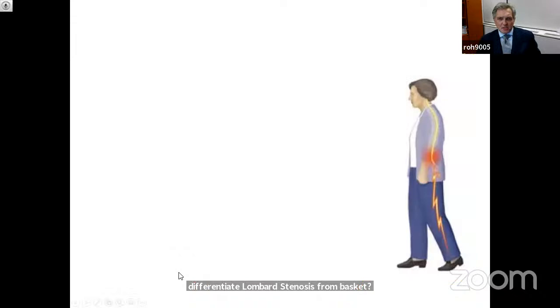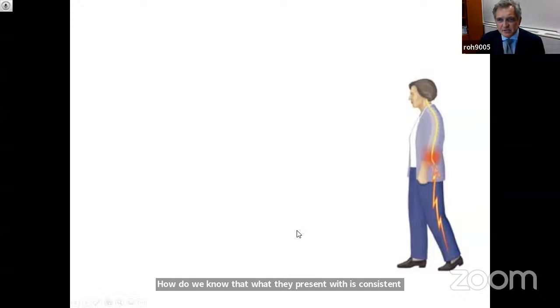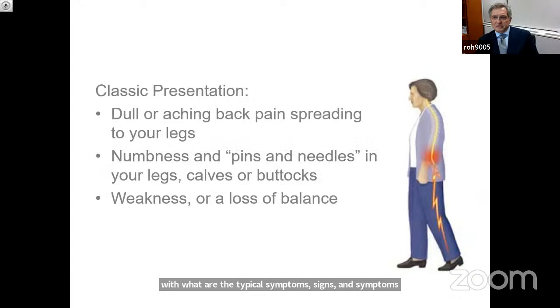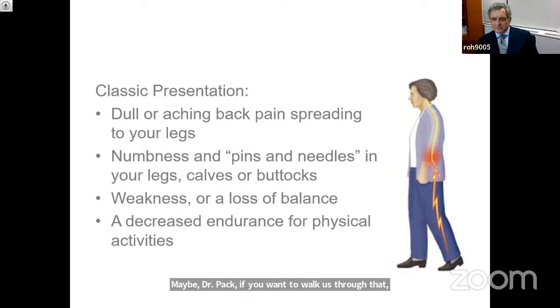Patients with lumbar spinal stenosis, when we see them in the office, how do we know that what they present with is consistent with it? What are the typical signs and symptoms of lumbar spinal stenosis? Maybe Dr. Pack, if you want to walk us through that, and a lot of it is listed here, maybe you can tell us a little bit more about the presentation.